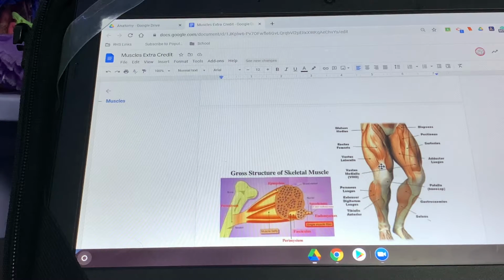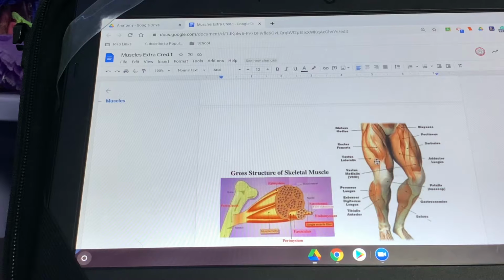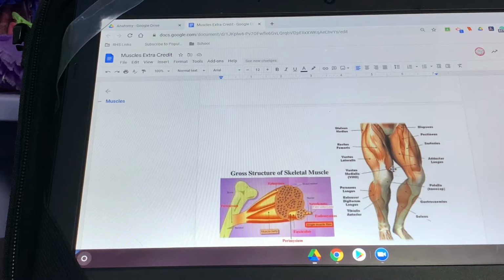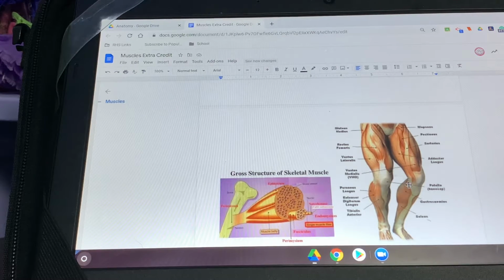And then this is an in-depth picture of the legs. So there's the rectus femoris, which is part of your quads, and there are 4 parts of the quads, which are the vastus lateralis, vastus medialis, and the vastus intermedius, but that isn't pictured. And then there's the sartorius, which runs diagonal from the outside of the hip to the knee.